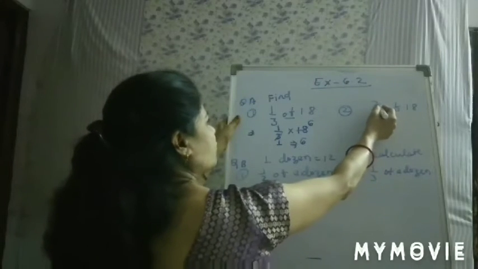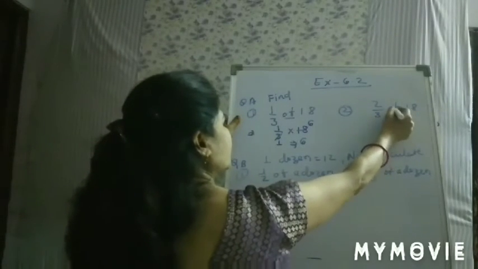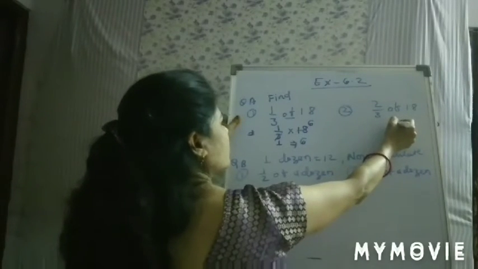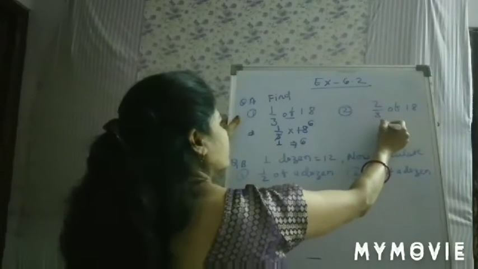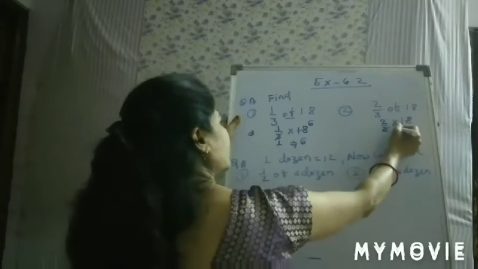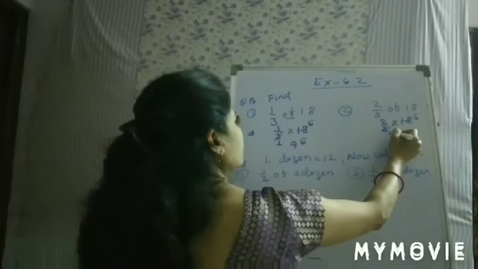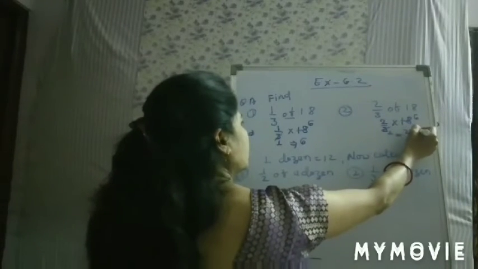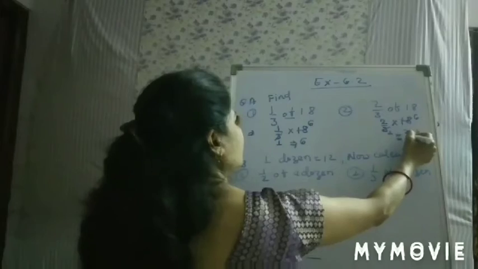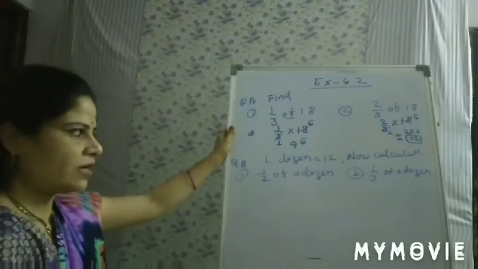Now you have to find 2 by 3 of 18. So write the sign of multiplication at the place of of, means 2 by 3 multiply by 18. Now divide 18 by 3. 3 1s are 3, 3 6s are 18. 2 into 6 is remaining. Multiply 2 and 6. 2 6s are 12. So the answer is 12.